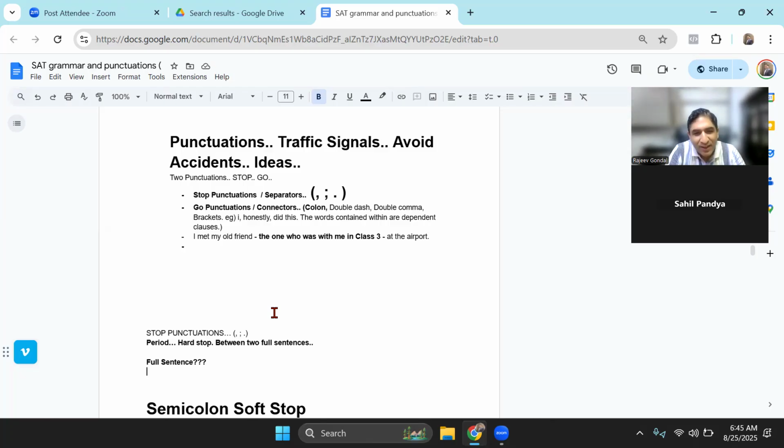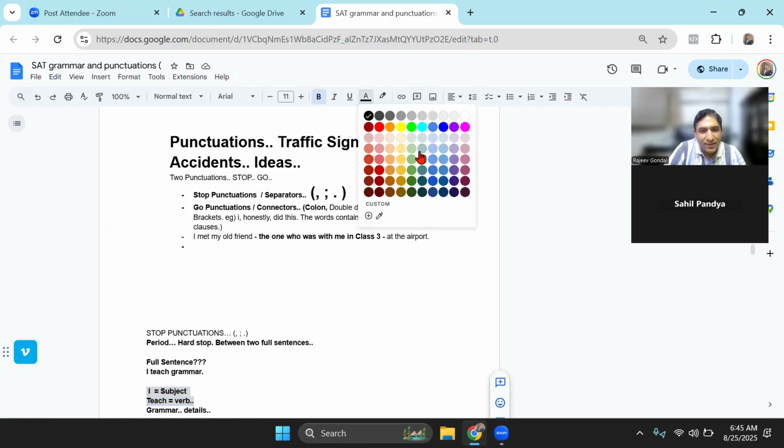For example, if I say, I teach grammar, is this a full sentence? It has a subject. It has to have a verb, right? Yeah, it has a verb. That would be a full sentence, and some details. So it's a full sentence. It must have a subject, it must have a verb. If these two things are there, then it makes a full sentence. Does that make sense? So this is a full sentence.